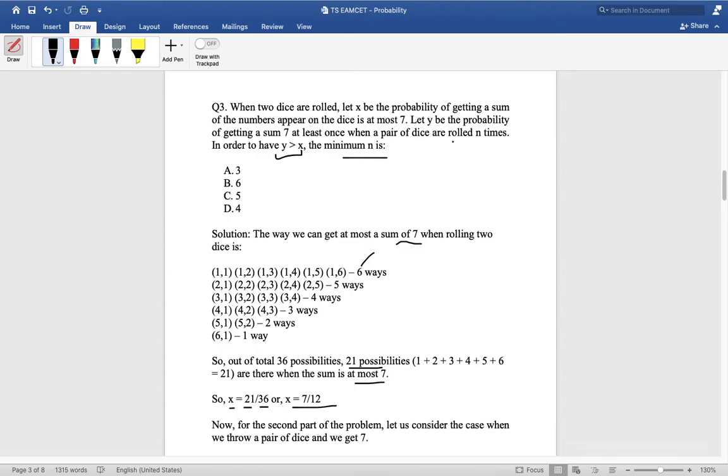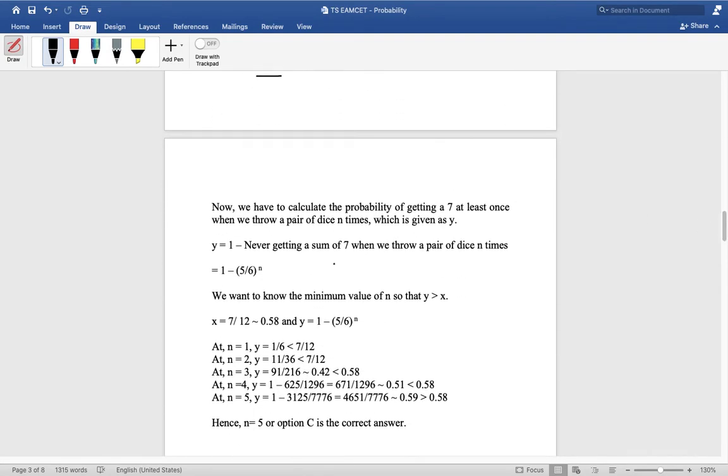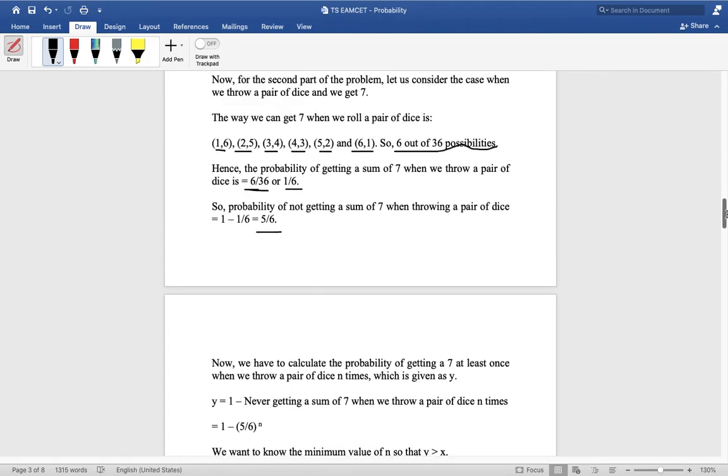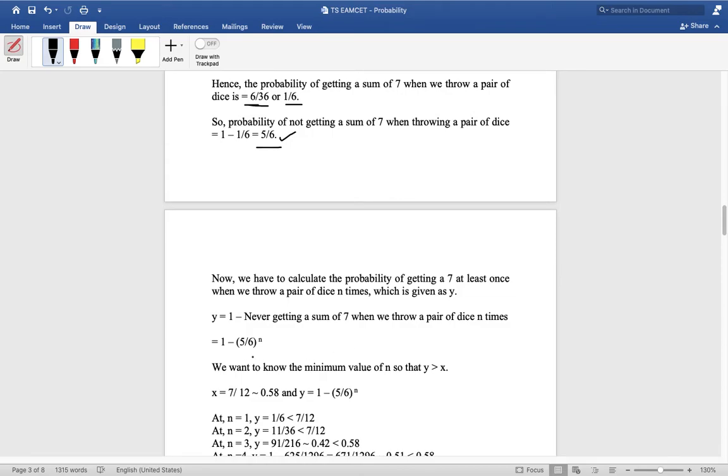So if I can get the probability that 7 never appears, I can just subtract that from 1 and I will get my y, right? So that is what I have done over here. I never get 7 and I throw the pair of dice n times. If I throw a pair of dice and I don't get 7, then the probability is 5 by 6, as I have computed over here, which is 5 by 6 when I throw it once. So if I throw the pair n times, what will be the probability? 5 by 6 raised to the power n. Okay, so that is never getting a sum of 7.